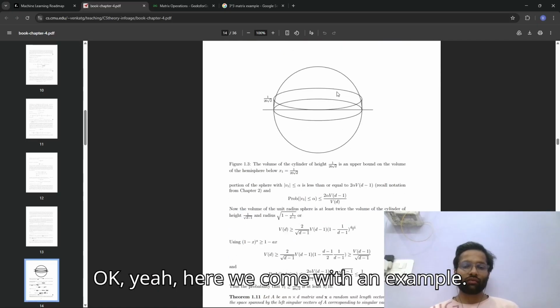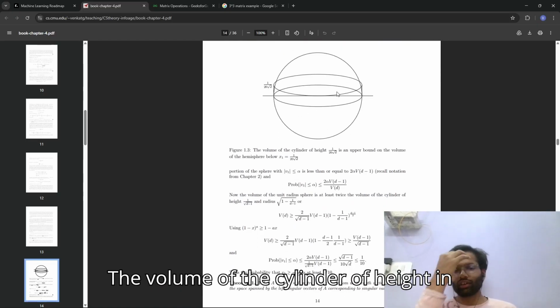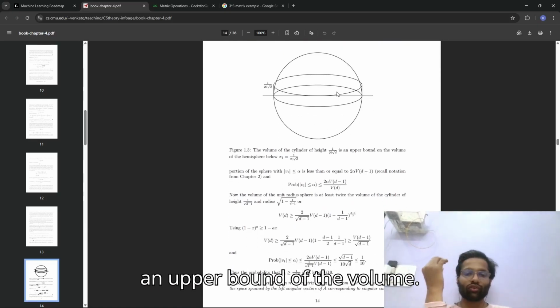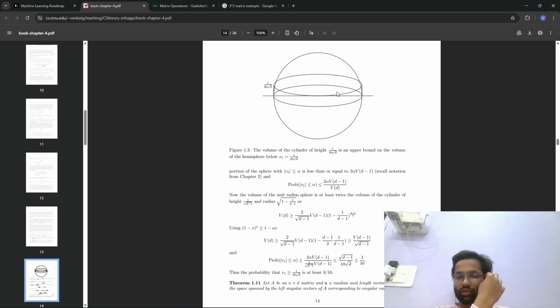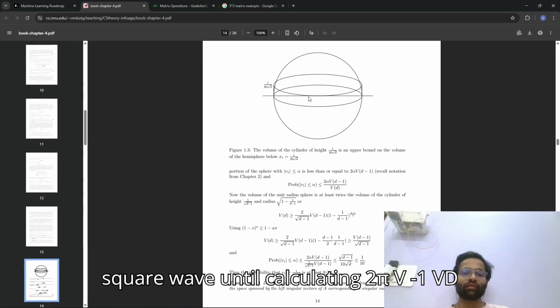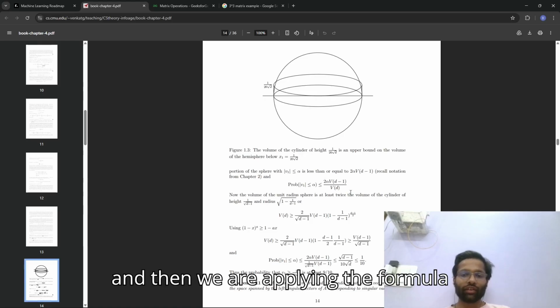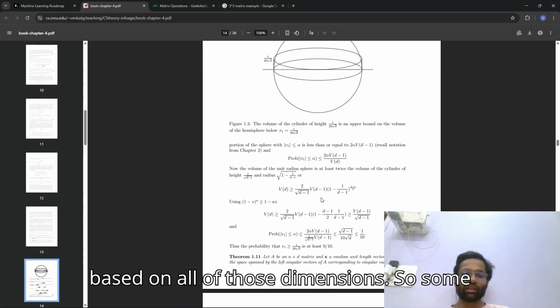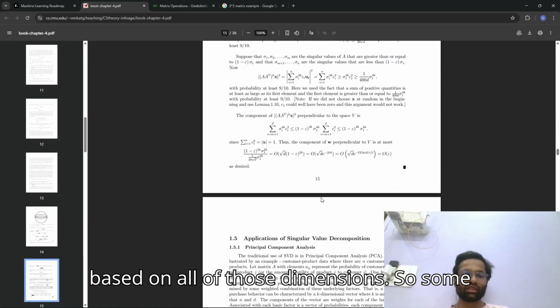Okay, yeah. Here we come with an example. The volume of the cylinder of height gives an upper bound of the volume below 1 by 20 d. Proposition of the square: we are calculating 2 pi vd minus 1 vd, and then we are applying the formula based on all those dimensions.